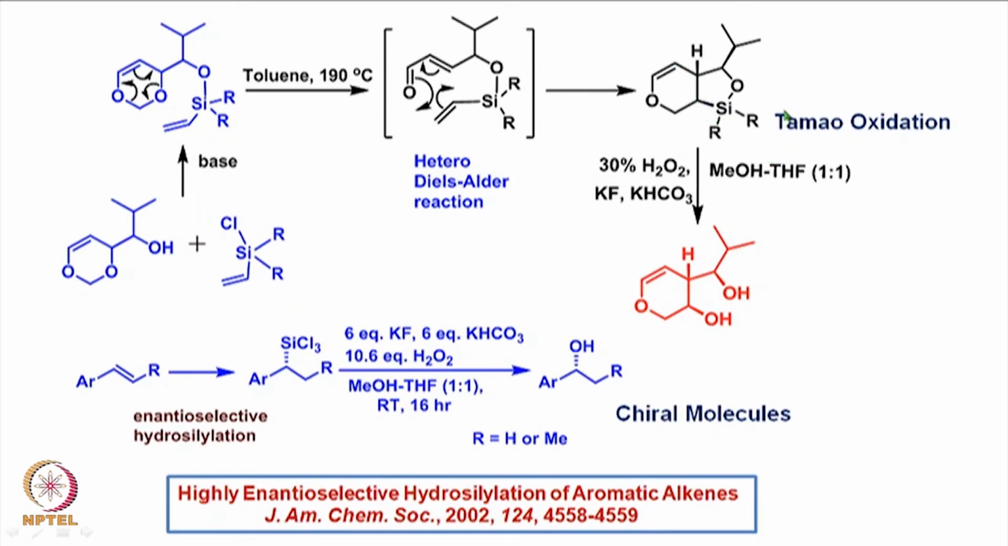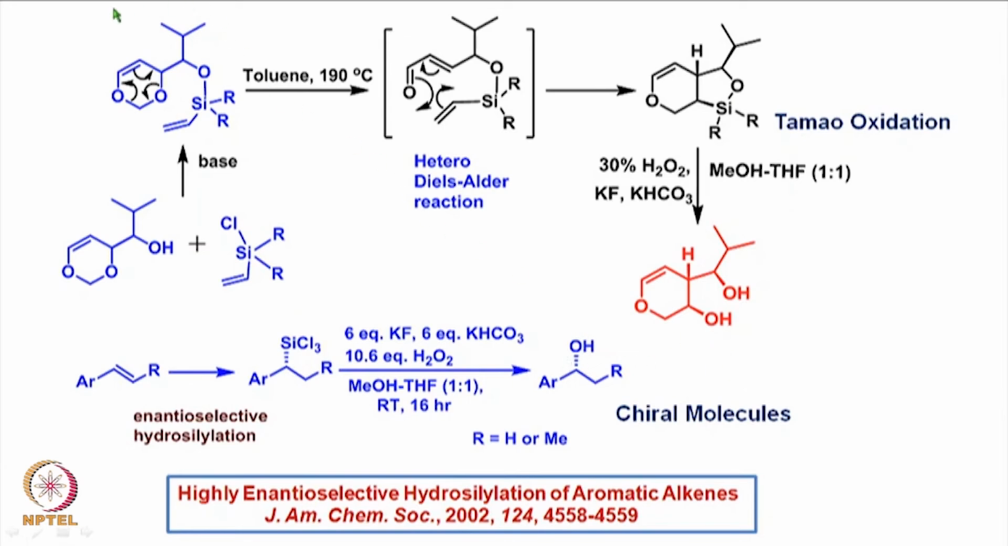Now, if we allow this bicyclic molecule, in which there is a carbon silicon bond with a well-defined stereochemistry, to undergo Tamao oxidation under these conditions, then the carbon silicon bond, which is beta oriented, leads to the formation of a carbon hydroxy bond, which is also beta oriented. That means with the retention of the stereochemistry. And this oxygen silicon bond under these conditions undergoes cleavage, leading to the formation of the corresponding diol.